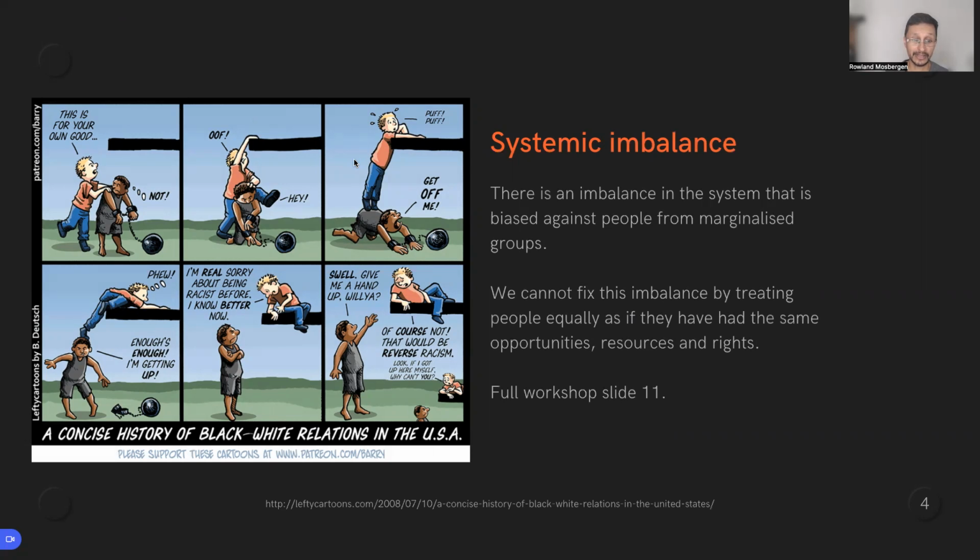And here's a really good example in this cartoon. "Look, if I can get myself up here, why can't you?" is what the person is saying after they've received help from the other person.